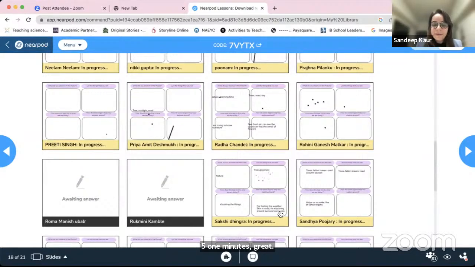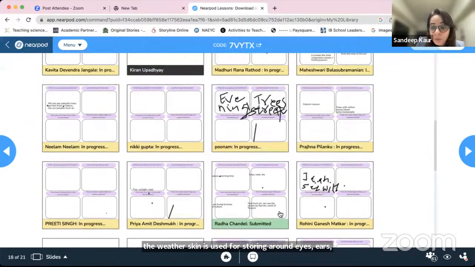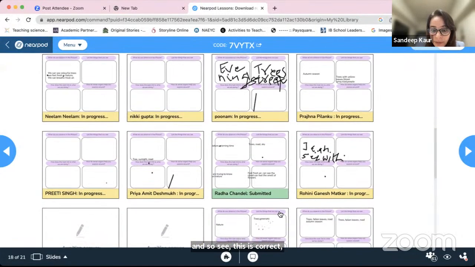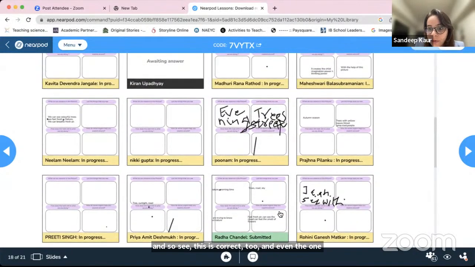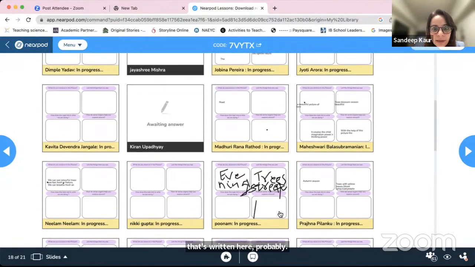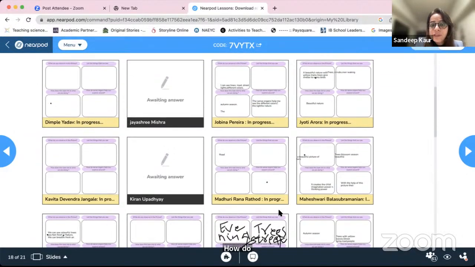So, I have somebody sharing that skin is used for feeling the weather, and exploring around with eyes and ears. So this is correct too. And even the one that's written here, that the sense organs help to see different colors, that's right too. It's not that this is right and that is incorrect, right? So you're encouraging everyone to participate, everyone to write.